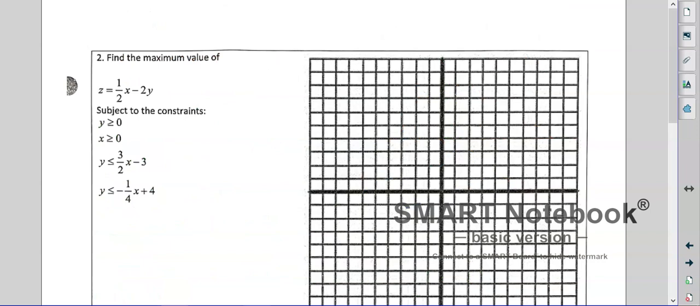Here we go. Number 2. Again, we're going to come back to this later. All right? We have our X is greater than 0, Y is greater than 0, so we're just going to be here in the first quadrant. 3 halves X minus 3. Now we're going below to start, so 1, 2, 3. That's where our starting point is on the Y-axis. But we're going to go up 3, right 2.